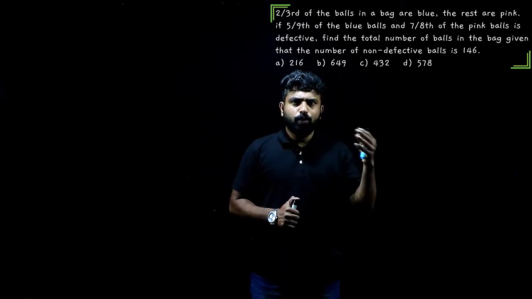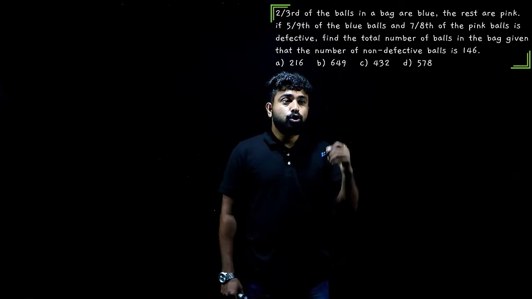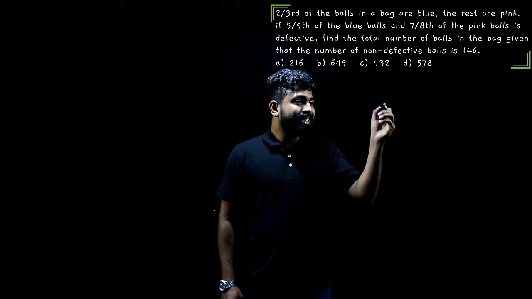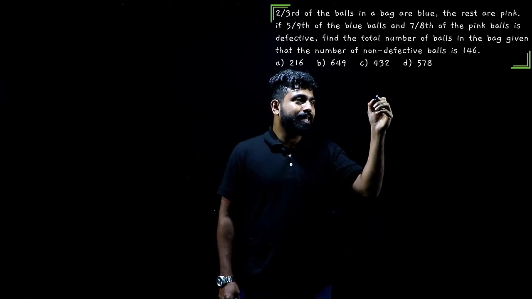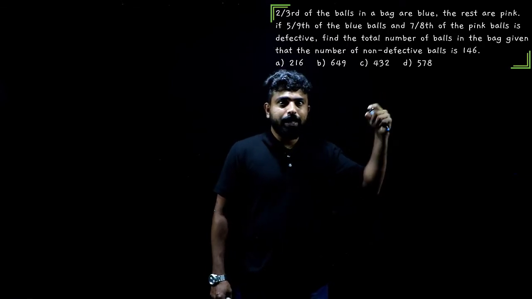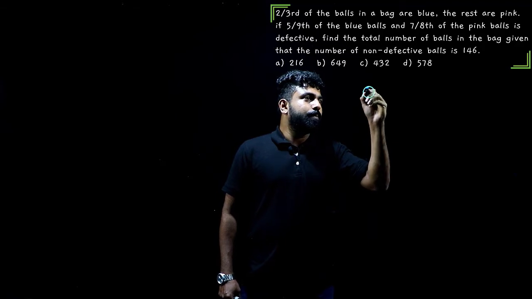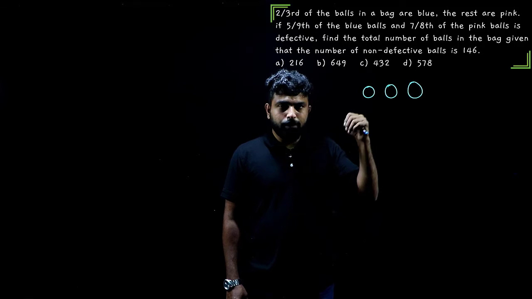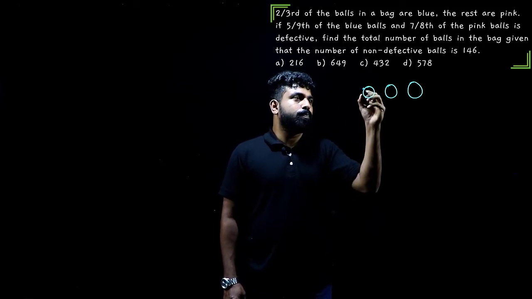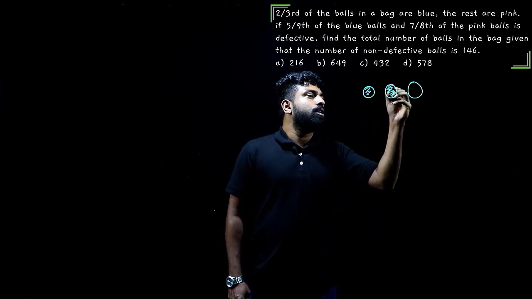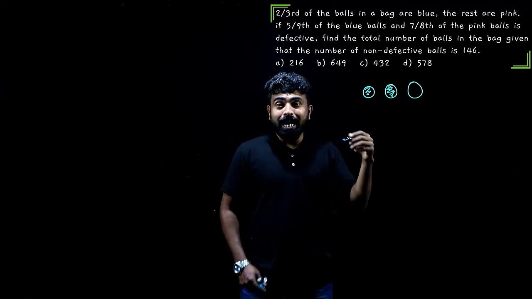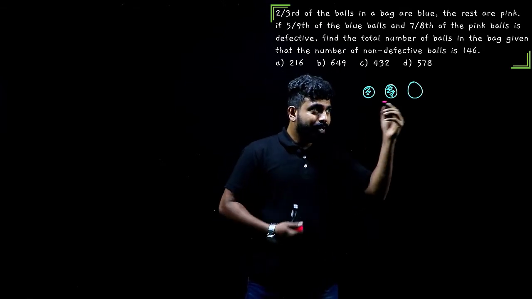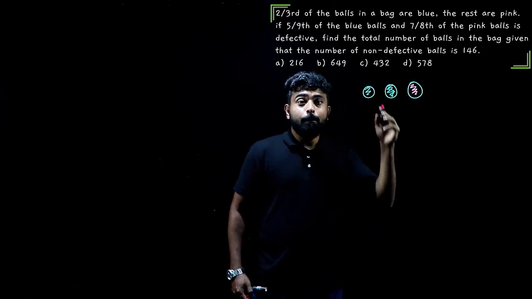So now let us come to a question here. What does it say? 2/3 of the balls in a bag are blue. So out of total 3 balls in a bag, it need not be 3, it will be the multiples of 3. Let us say there are 3 balls in the bag. Out of these 3 balls, 2 balls are blue and the rest are pink. What is the remaining number of balls in the bag? It is 1, nothing but the rest are pink.